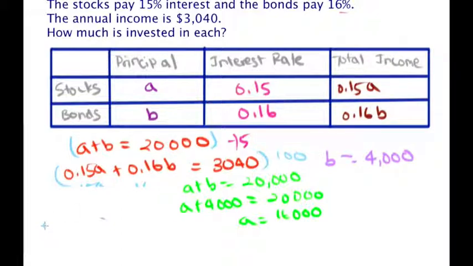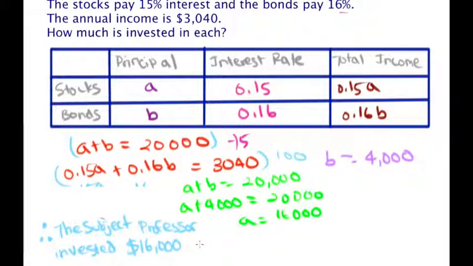So our therefore statement would be, therefore the subject professor invested $16,000 at 15% and $4,000 at 16%. And that is how you use two variables, a system of equations, to solve coin and investment problems.